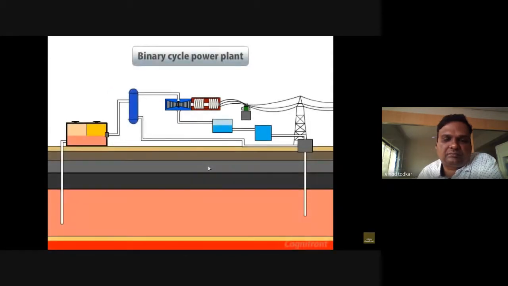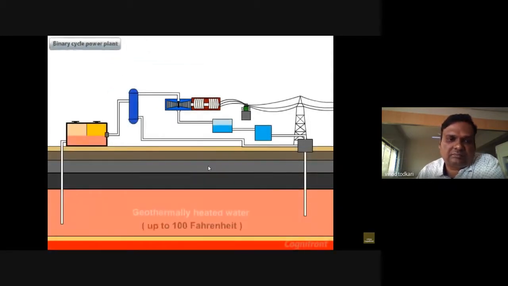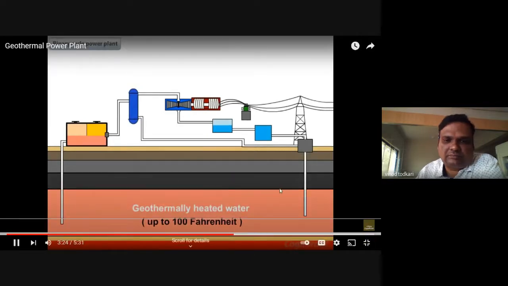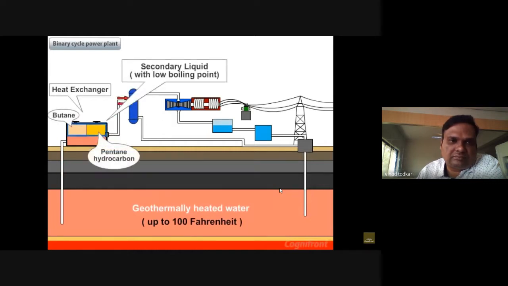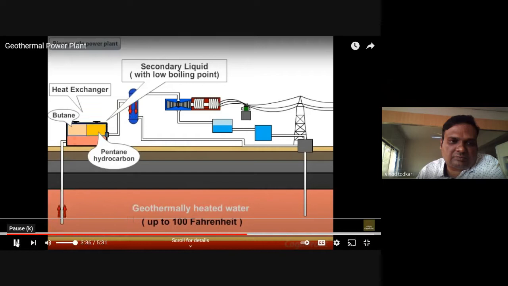Last is the binary cycle power plant. This is used when the geothermal resource is at a lower temperature of up to 100 Fahrenheit. Here, the hot water is passed to a heat exchanger which is combined with a secondary liquid with a lower boiling point. See, this is a heat exchanger in which there is a liquid which has a very low boiling point. So what will happen? That will get boiled and that steam is given to the steam turbine, right? And that steam turbine is coupled with a generator.